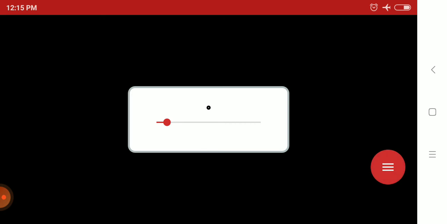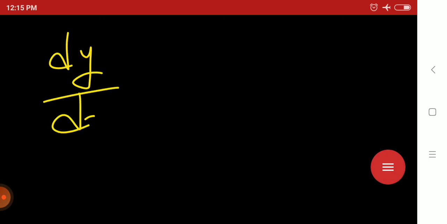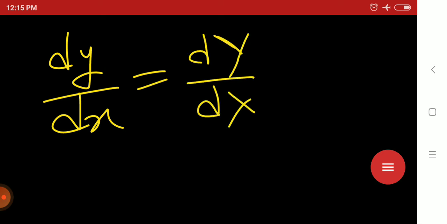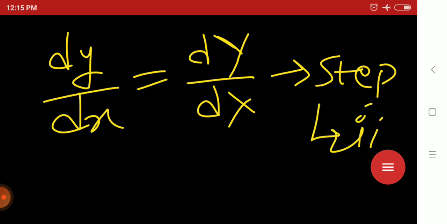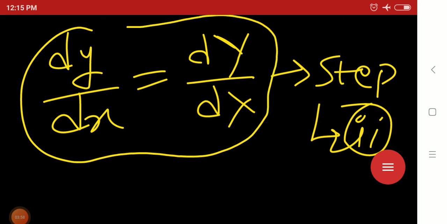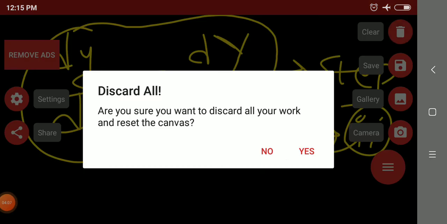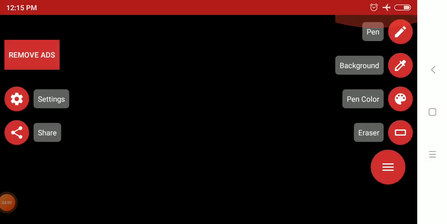After this step, what you have to do? You are getting new variables. So here the old differential equation dy by dx equals d capital Y by d capital X. You have to do this in the second step. This is step 2. So what is step 3?